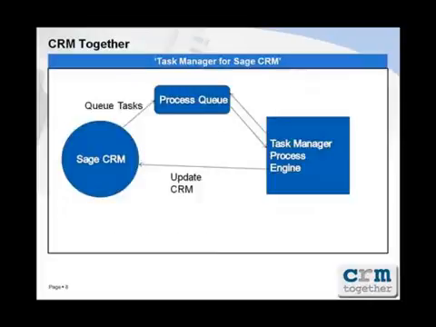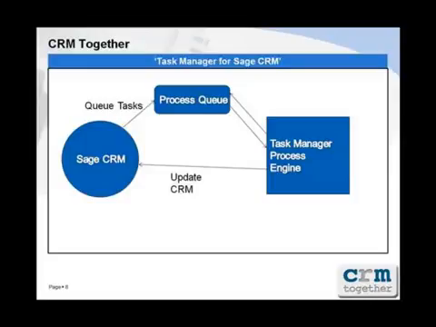From a top level point of view, you can see that from within Sage CRM, the end user queues the tasks off to happen, so they're not happening as part of the Sage CRM process, which can cause bottlenecks in the system. You're putting them off to a queue, an actual process queue, and the Task Manager process engine will process that queue at a scheduled interval, which can be set, and that can then update CRM. So it could do process intensive tasks that may take 10 minutes, 5 minutes, or a set amount of time.